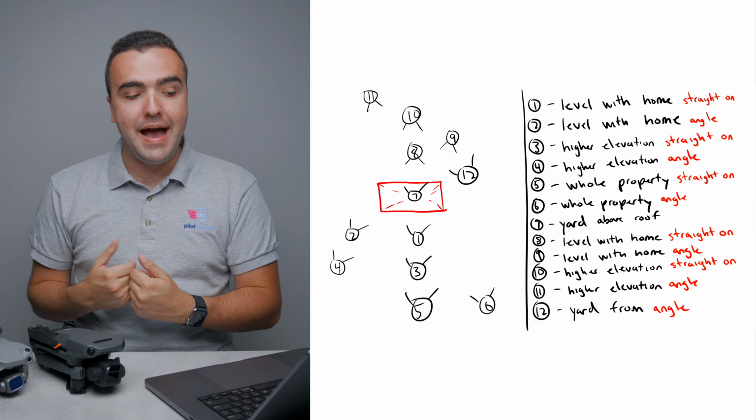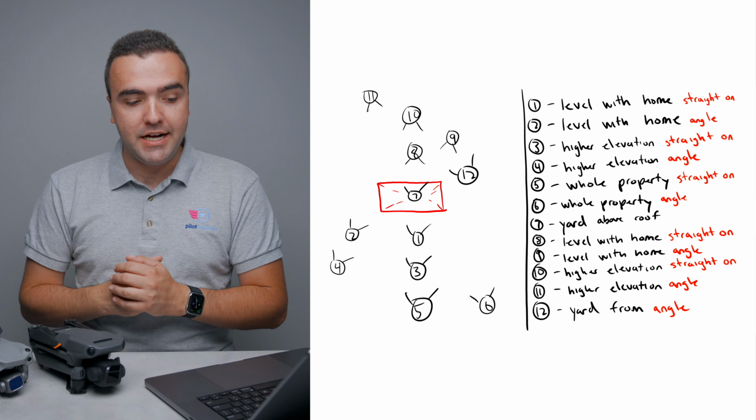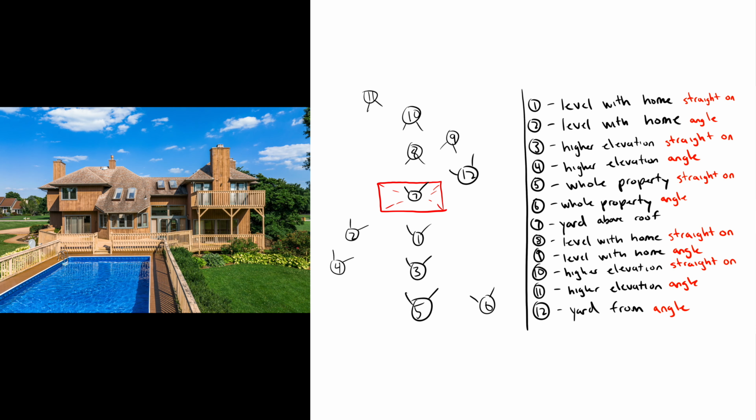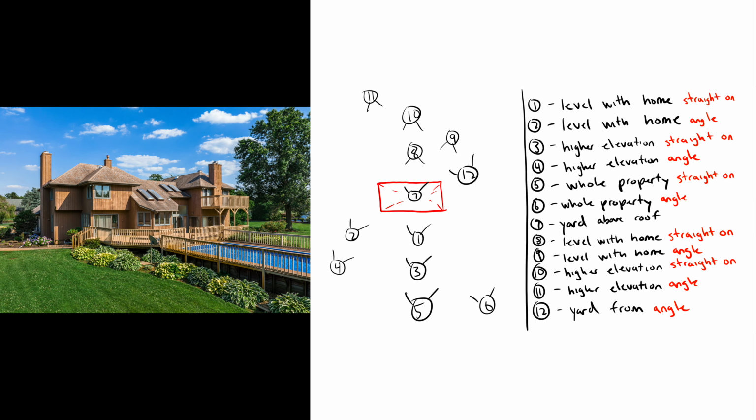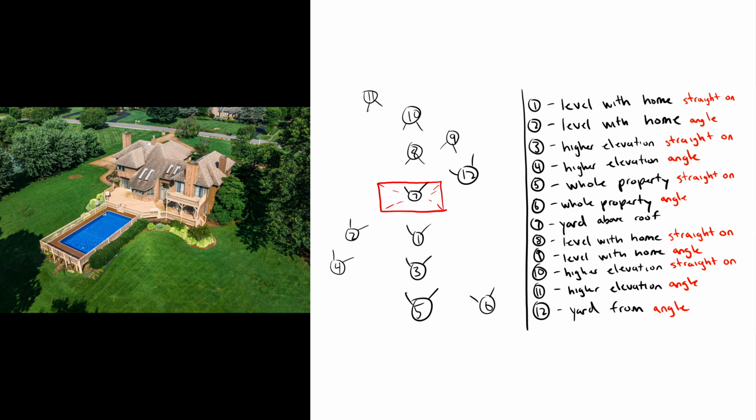I then go and move to the backside and duplicate the same photos I've taken on the front. So I do one that's level, straight on with the home, and then I move to the side and take one from an angle that is again level with the house. Then I'll move to a higher elevation that's straight on, and then a higher elevation on the angle. You kind of see it's a little bit of a flow here.